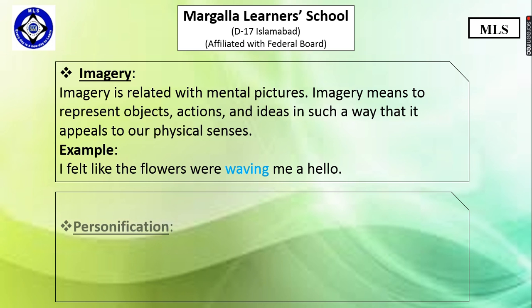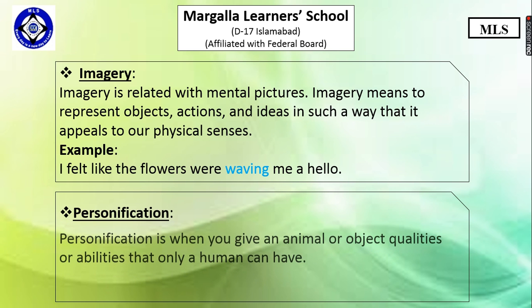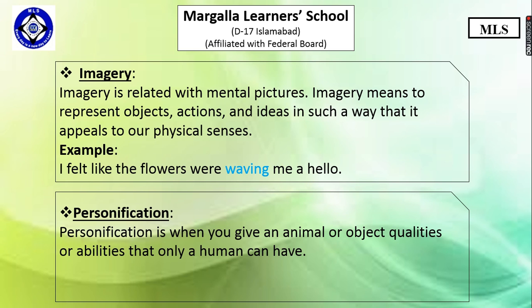The next one is personification. Personification is when you give an animal or object the qualities or abilities that only humans can have. Let's see its example. My alarm clock yells at me every morning. Now, in this sentence, yelling is actually the quality of a human being, isn't it? We human beings yell. But can a clock yell? This is how it is called personification.